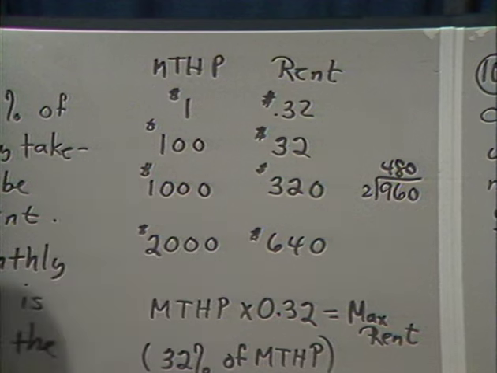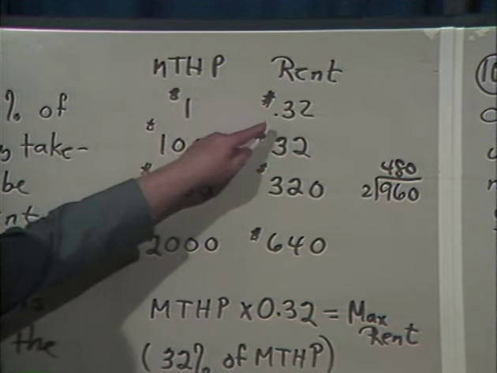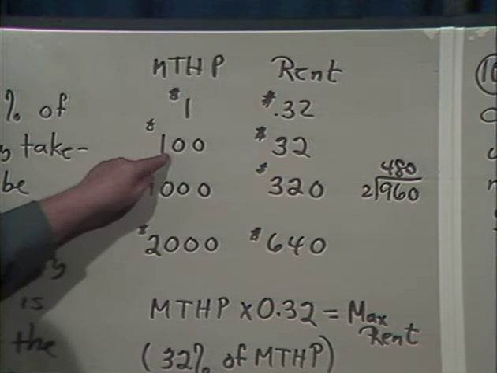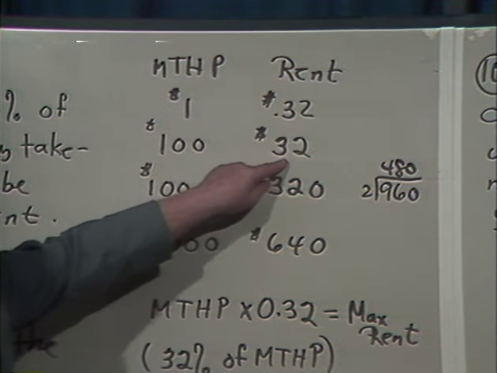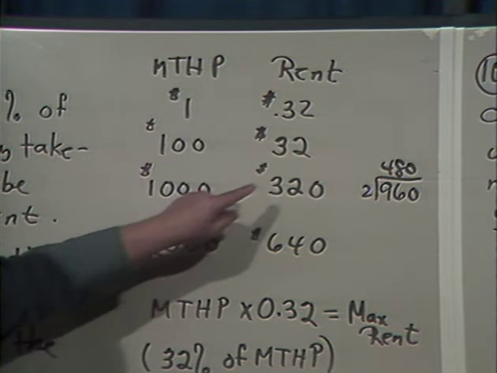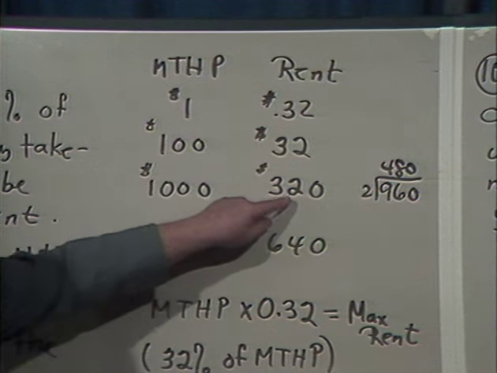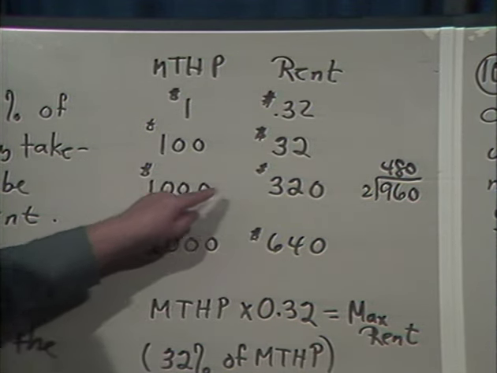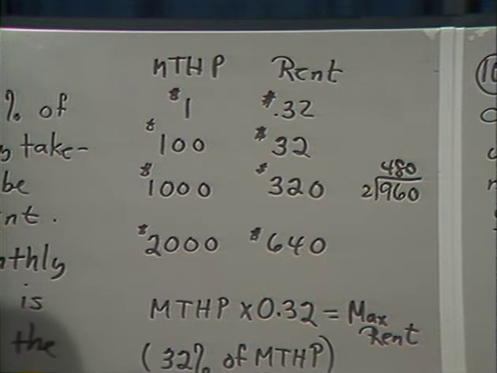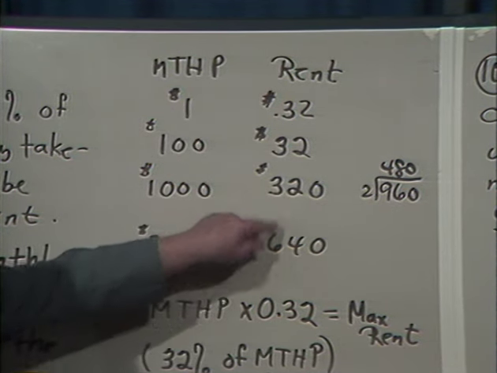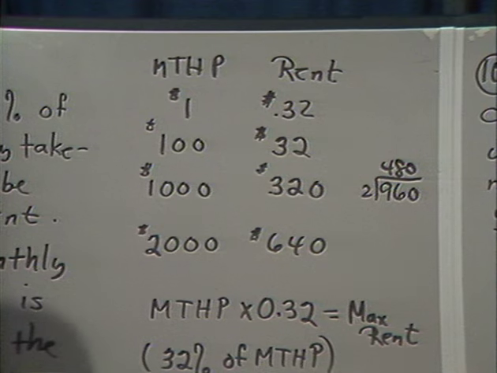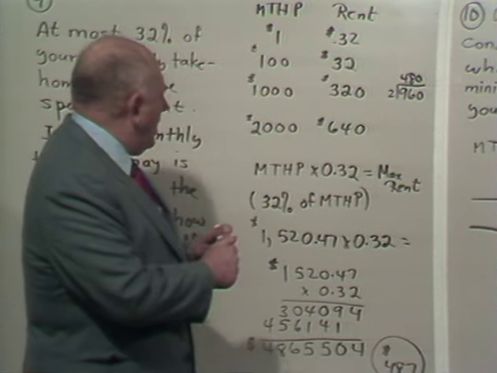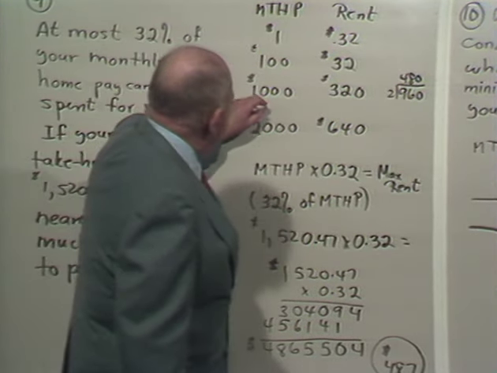Well, that's ridiculous. I mean, this is just the ratio. You see, if your monthly take-home pay was $100, you can afford to pay $32 for rent. If it was $1,000, you could afford to pay 10 times that amount. See, at $1,000, you could afford to pay up to $320. At $2,000, you could pay double the $320. That would be $640.